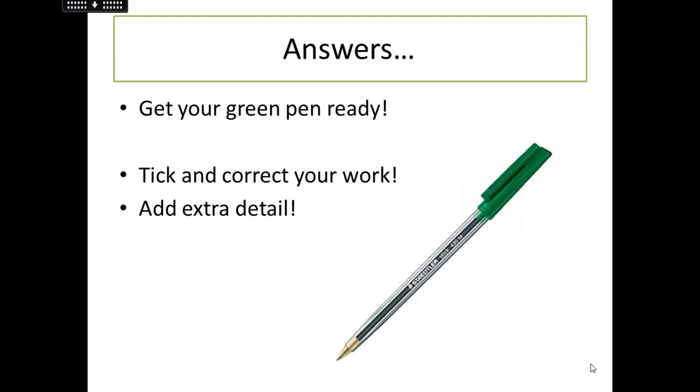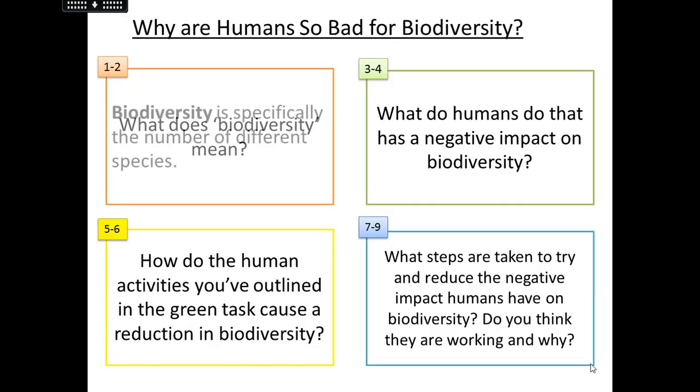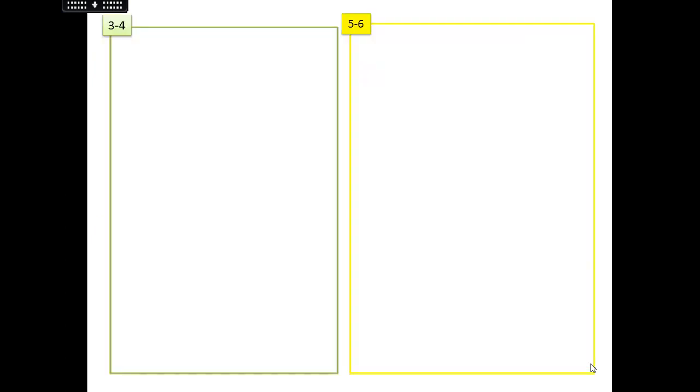Grab a different colour pen, tick it, correct it, add extra detail, you know the score. So what does biodiversity mean? It means we're specifically looking at the different number of species, not just how many of one there is, it's the different variety. For grades 3 to 4 and 5 to 6, I've paired it up like this.